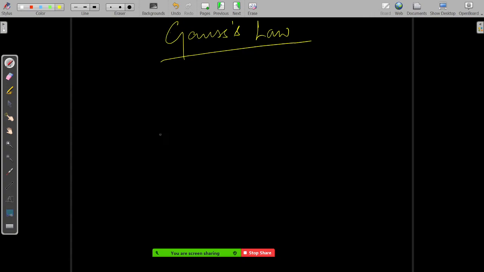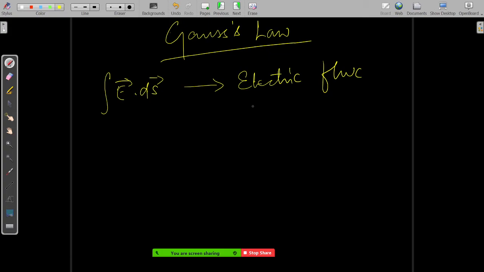Now before seeing Gauss law, we have to see what this flux means. Electric flux. See, so this particular thing is called electric flux. Basically, we have flux of water, we have flux of magnetic field, we have flux of any vector quantity.